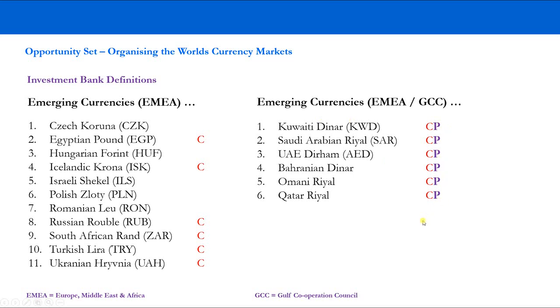The P stands for pegged, and this is a Forex regime. We're going to look more closely at Forex regimes in video number 2. But for now, we just need to know that there's two main Forex regimes. The first one is a floating regime where a country's currency has the ability to float freely against all other currencies in the world. And the second main regime is a fixed or pegged regime where the value of a currency is fixed or pegged to the value of another or to a basket of other currencies. Usually the basket is made up of the main trading partners of the country's export market.